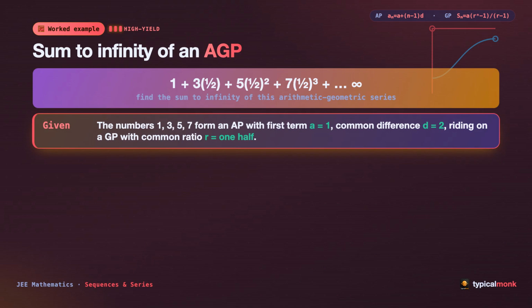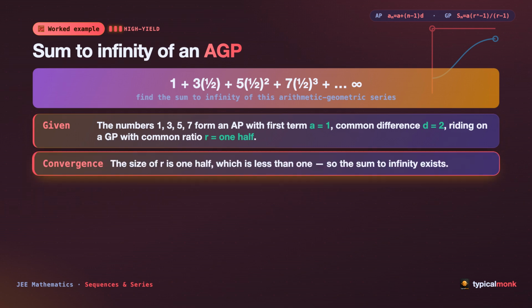Time to solve a full problem together, slowly, the monk's way. Find the sum to infinity of 1 plus 3 times 1/2 plus 5 times (1/2) squared plus 7 times (1/2) cubed, and so on forever. Step 1. Separate the two patterns hiding inside this series. The numbers 1, 3, 5, 7 are an AP with first term 1 and common difference 2, riding on top of a GP with common ratio 1/2. Step 2.